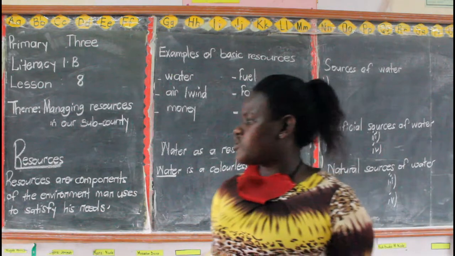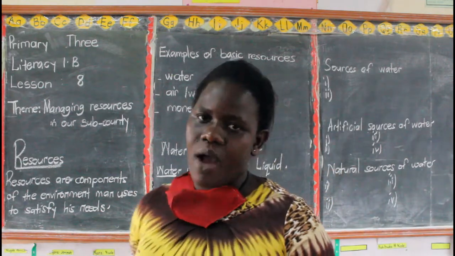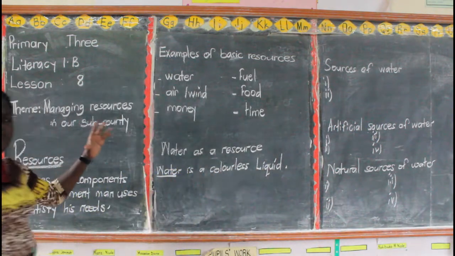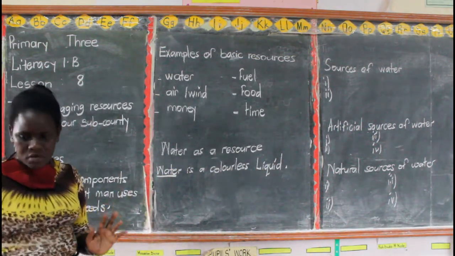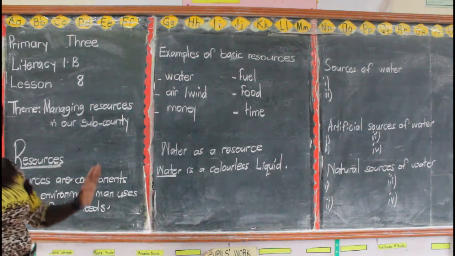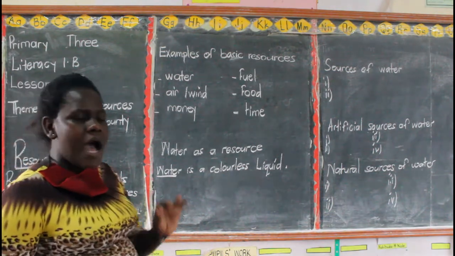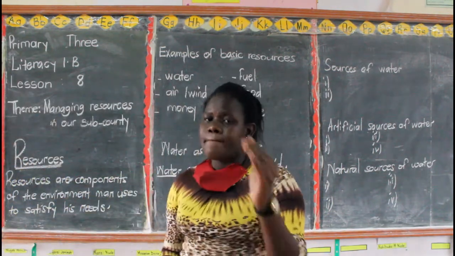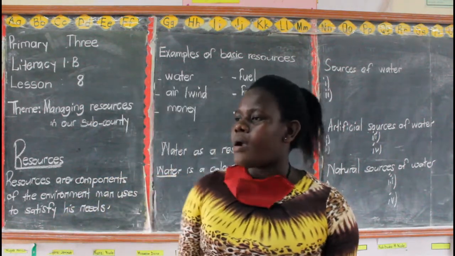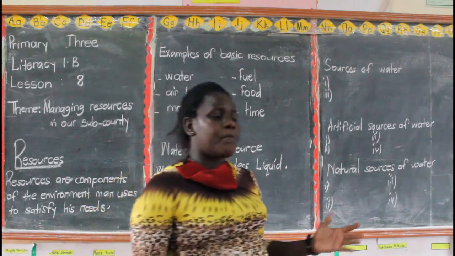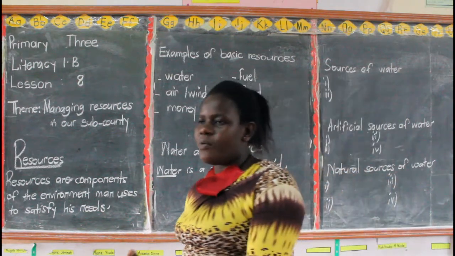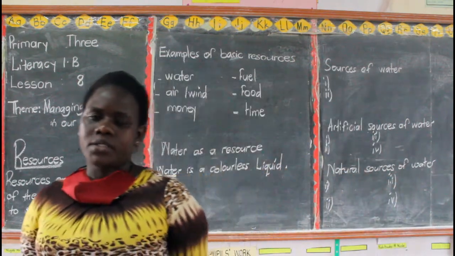Allow me to introduce to you another topic in Literacy 1B. Another topic is about managing resources in our sub-county. Managing our resources in our sub-county. And remember, we are in Machinge sub-county, or Machinge division. If you prefer sub-county, that is well and good, but if you want the other way around, division, it is also good.